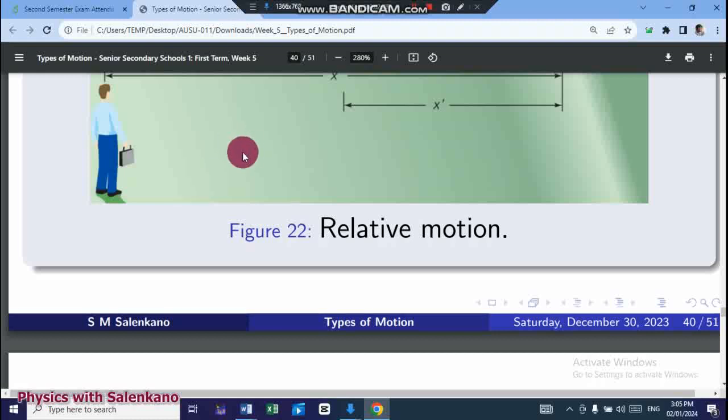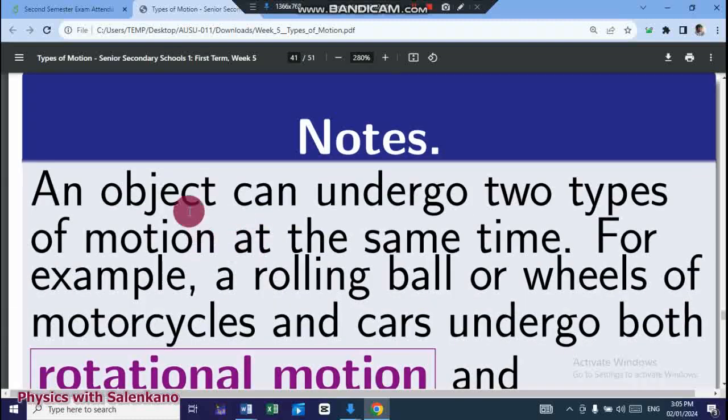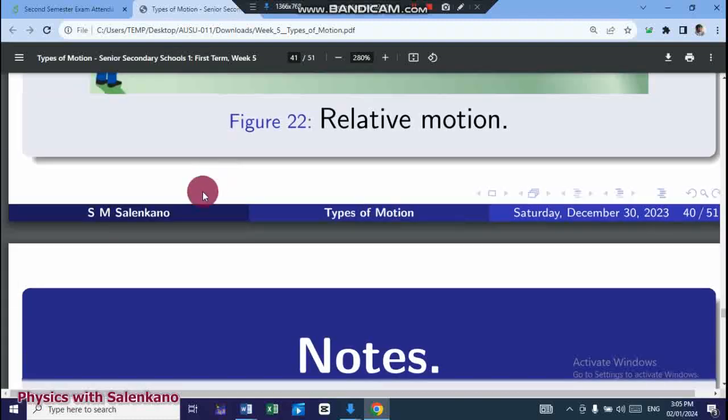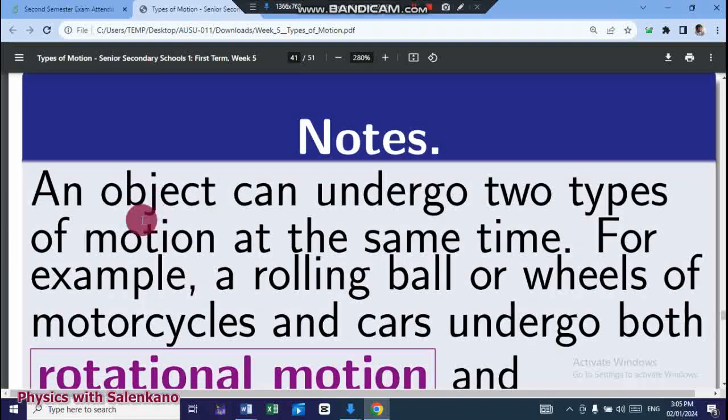We call this relative motion. Is it relative to the ground or relative to the car? Note, these are important things we should take note of. An object can undergo two types of motion at the same time, meaning it is not always so that an object should move with only one kind of motion. It is possible for an object to exhibit two or more types of motion at the same time.